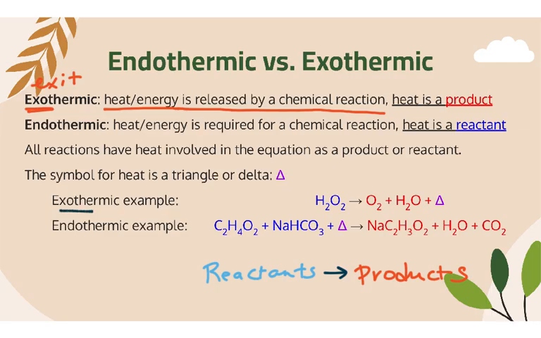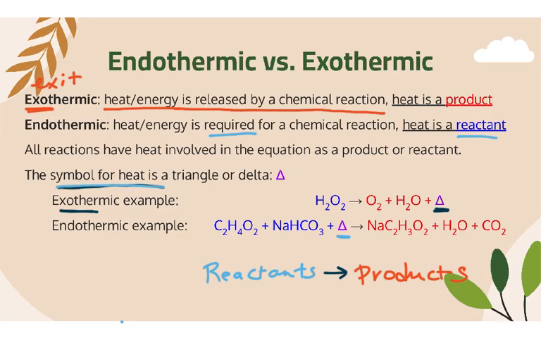And so if we look at our example of an exothermic reaction, we see this purple triangle, which is the symbol for heat, on the right side of the reaction. In an endothermic reaction, heat or energy is required for a chemical reaction to occur. So heat is a reactant. It is something that is involved in those reactants. So we're going to see in an endothermic reaction that delta, that triangle that is the symbol for heat, is on the left side.